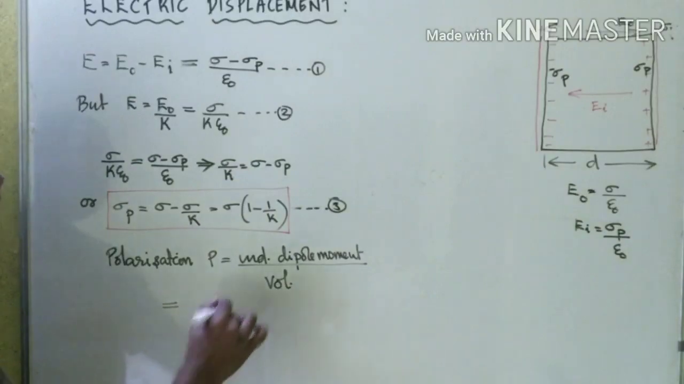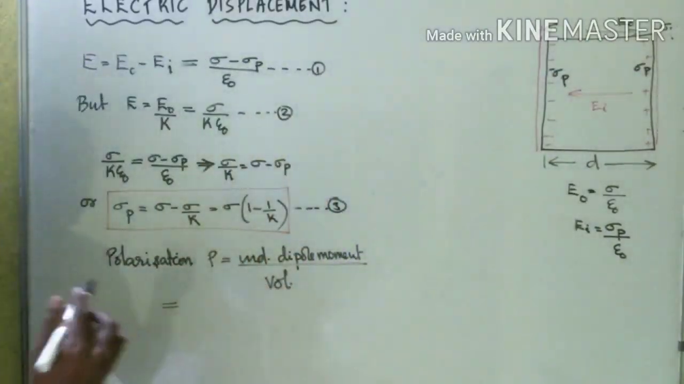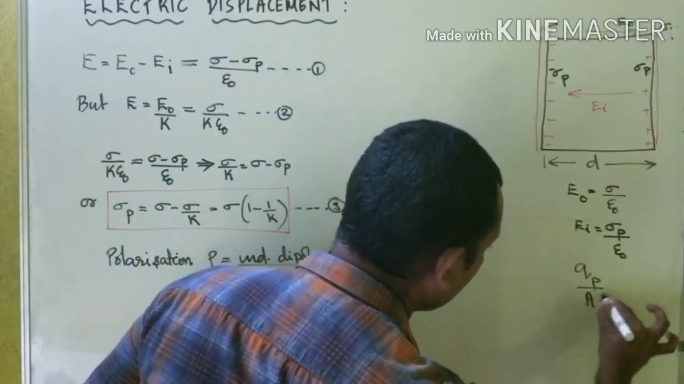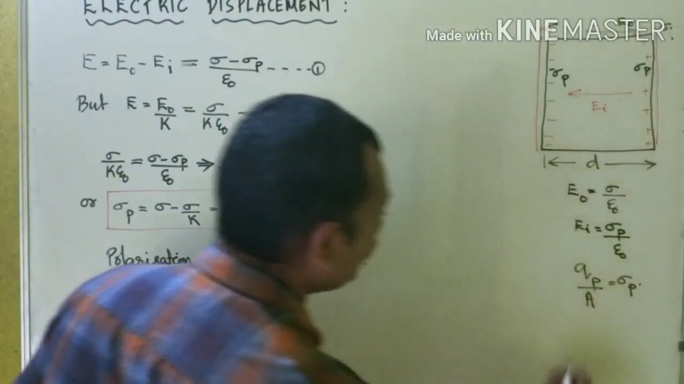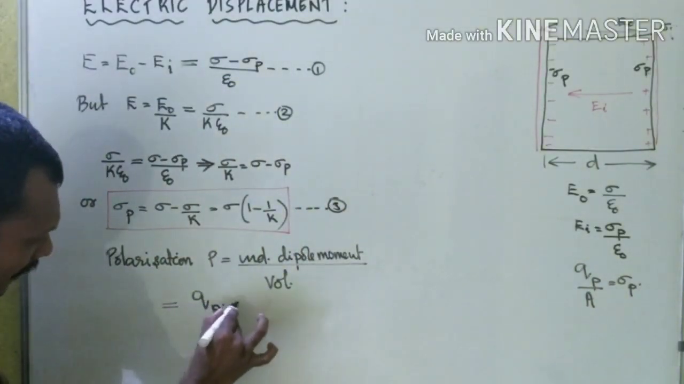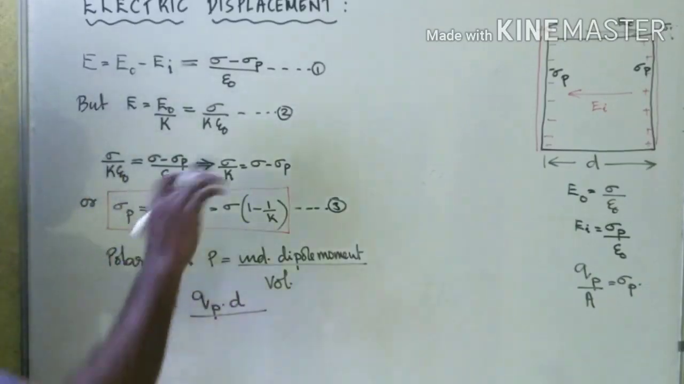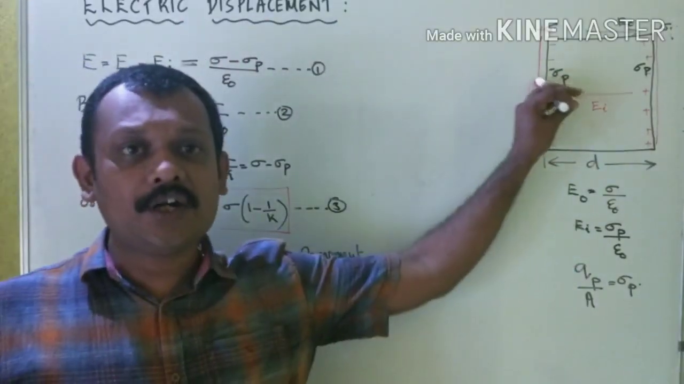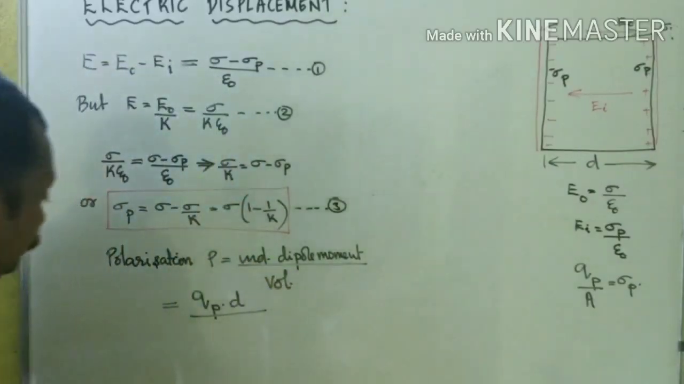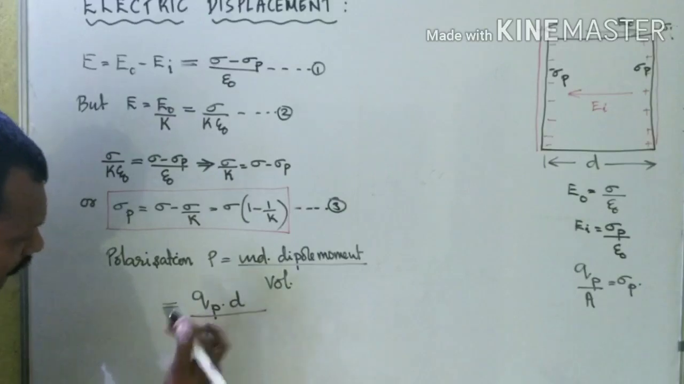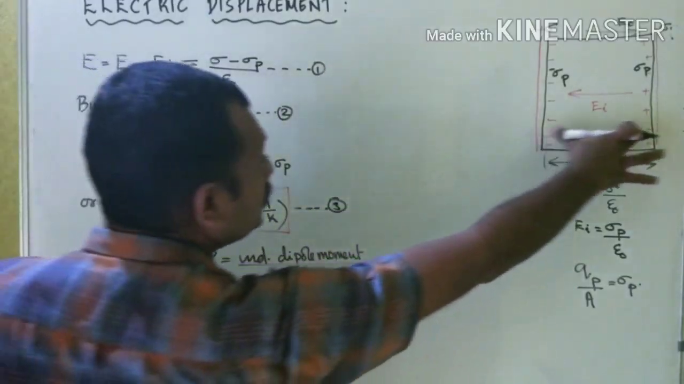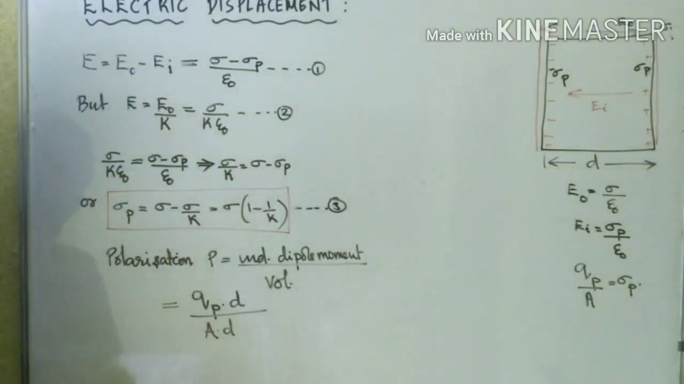Now charge, I don't know the charge, so I will write it in terms of sigma. The induced charge QP can be written as QP divided by A is equal to sigma P, right? QP is the induced charge. So I will write QP into d divided by the volume of the dielectric. I told you the dielectric is completely occupying the space between the plates, which means I can say the volume is equal to area of the plate into length, this length which is d, that is A into d.